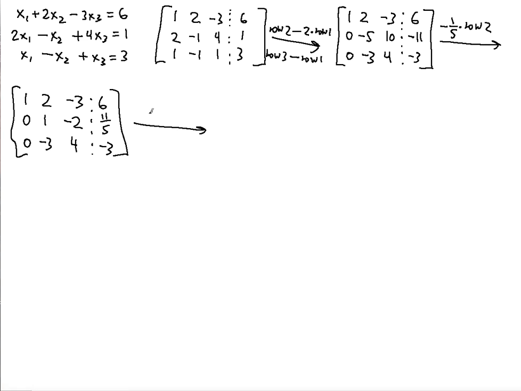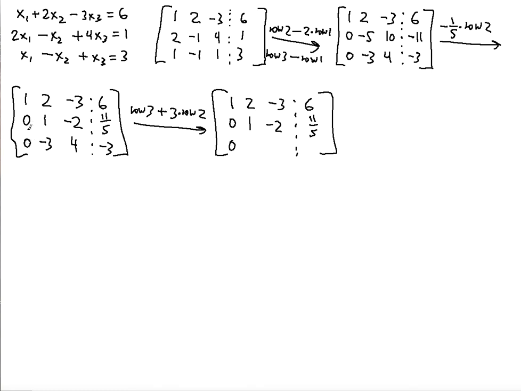So the operation is row 3 plus 3 times row 2, that will do it. Okay, so let's see, the first row is copied: 1, 2, negative 3, 6. The second row is copied: 1, 2, negative 2, 11 over 5. The third row, row 3 plus 3 row 2: the 0 doesn't change, 0 plus 0. Negative 3 plus 3 times 1 gives you 0, and that's exactly what we want.